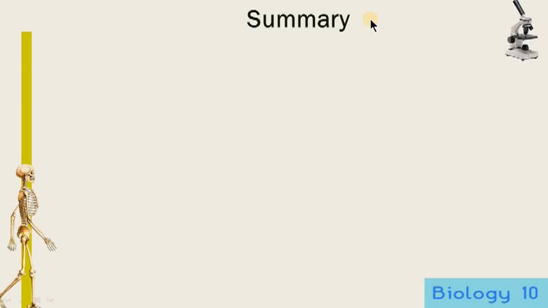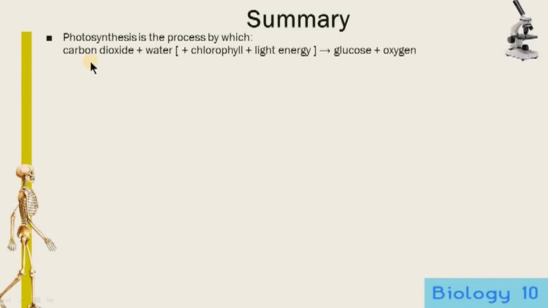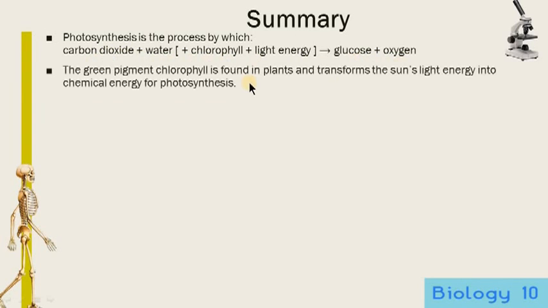So let's summarize. Photosynthesis is the process by which plants use carbon dioxide and water in order to make glucose and oxygen. Chlorophyll is the chemical found in plant cells that absorbs sunlight from the energy.